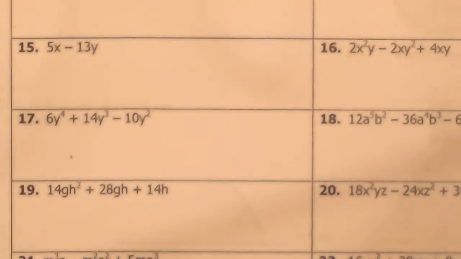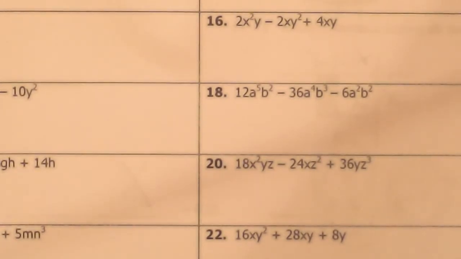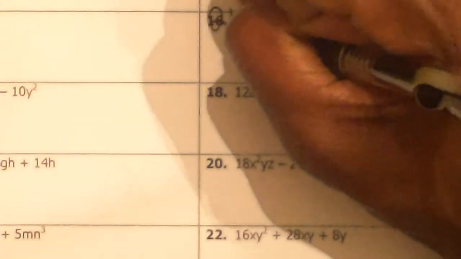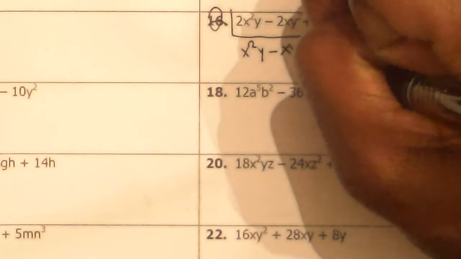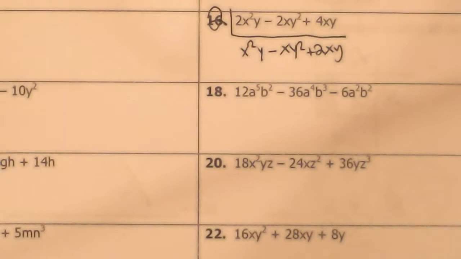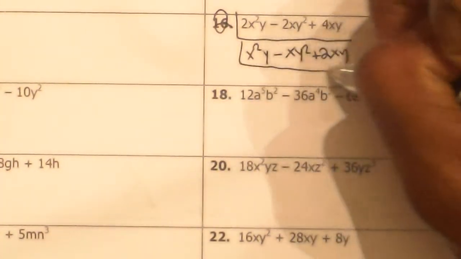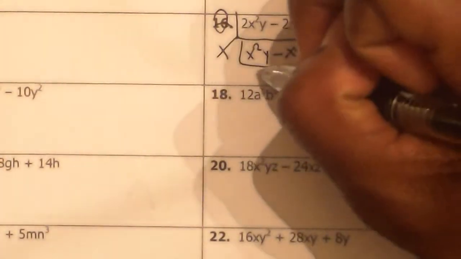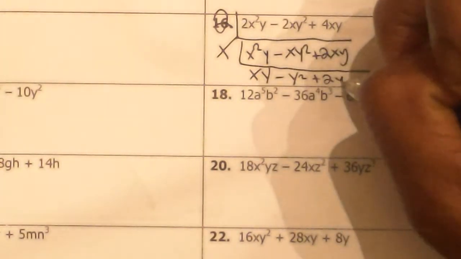We look at something like, let's do 16. What coefficient can we pull out of them? You're right. Hopefully you said 2. Pull a 2 out, we're left with x squared y minus xy squared plus 2xy. Everybody got that? Then they have an x in common. It's 2 x's and x, so we can only pull 1 out that they all have in common. That leaves us xy minus y squared plus 2y.